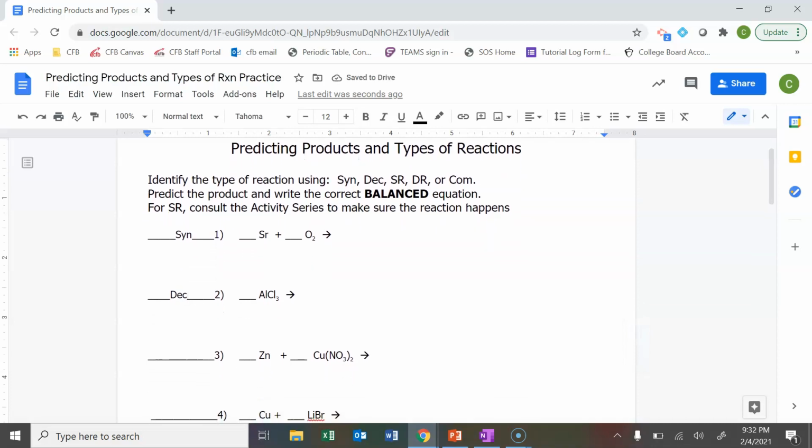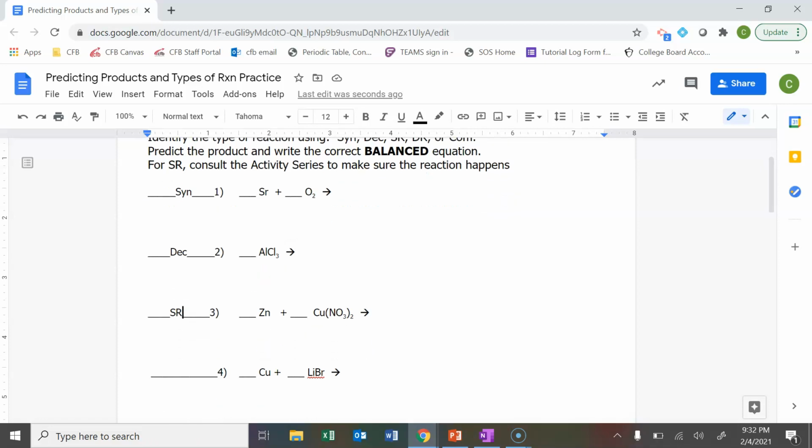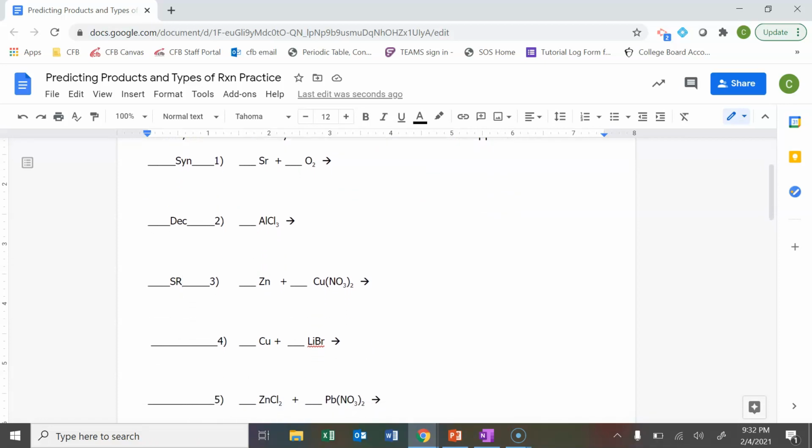Down here, I see an element and a compound. There's only one option that could be there, and it's not carbon, hydrogen, and oxygen. So element, compound, not hydrogen and oxygen and carbon. So this is going to be single replacement, because one of these is single, the other one is a compound. And then I have another element and compound, again, single replacement.